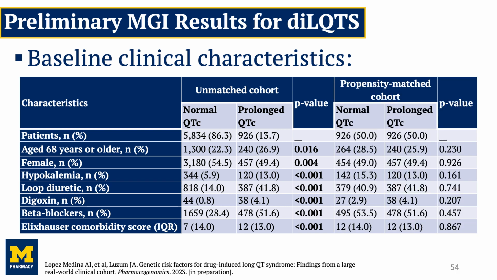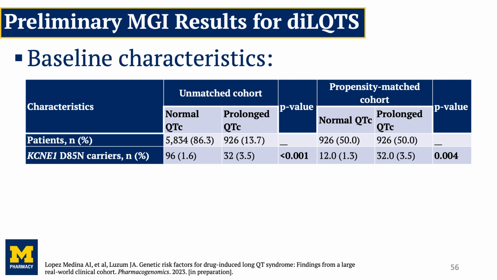So she was able to propensity match all 926 of those cases to 926 controls, and actually normalize the clinical differences between those two groups. So this is the first look at the frequency of this variant in the normal and prolonged group. We did see significantly more carriers of this variant in the prolonged QT group, about 3.5%, and 1.6% carriers in the normal group.